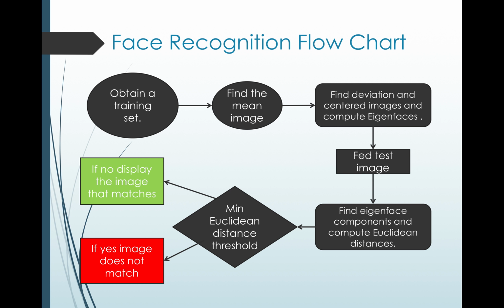Now we have to test the image. We feed the test image into a system. We find the eigenface components and compute the Euclidean distances from all the mean images in our dataset. Now we find the distance between the mean image and the calculated Euclidean images. If the mean distance is less than the minimum Euclidean distance threshold, then the image is displayed. Otherwise, there is no match.